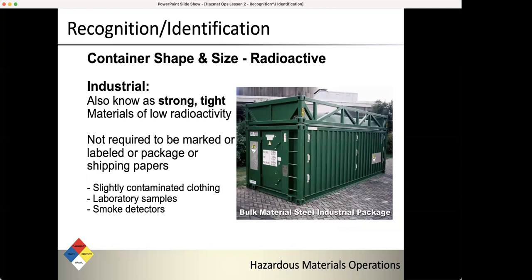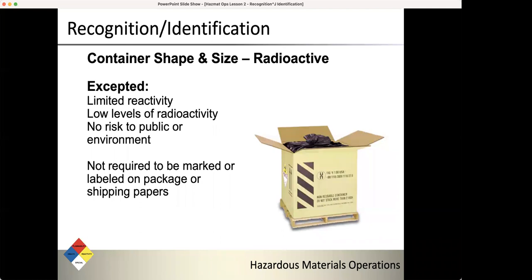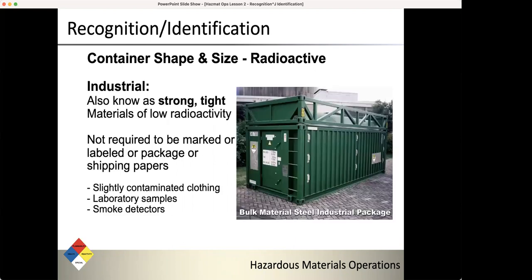Then there's industrial, also known as strong and tight. Again, materials with low radioactivity. It's not required to be marked or labeled on the package or the shipping papers. Again, slightly contaminated clothing, laboratory samples, smoke detectors as well. Something like this cardboard box could be in somebody's car, a delivery person of some sort. They could get in a crash, and you have radioactive material there. As long as the box is intact, you're good.